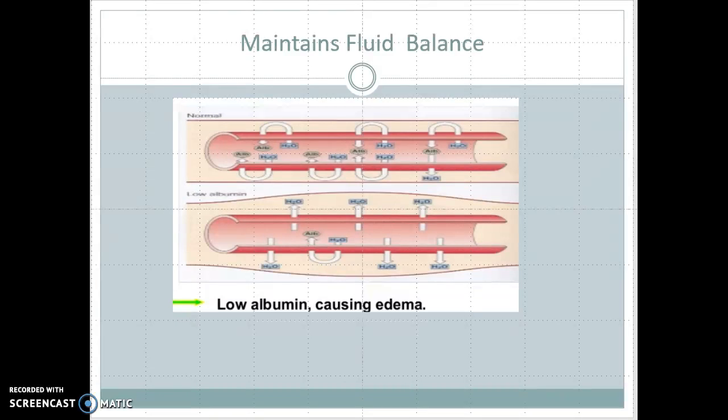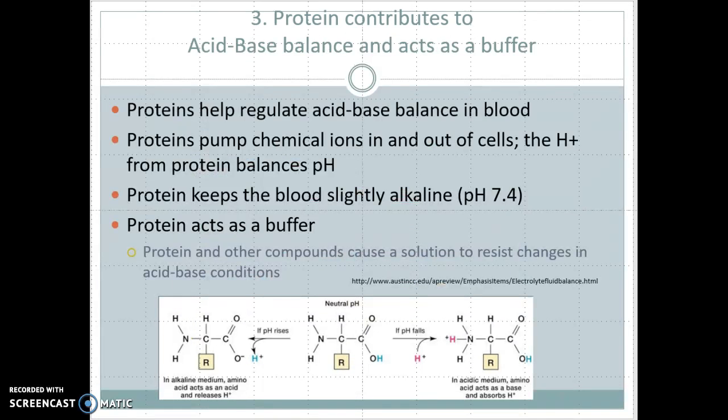Another function is that it contributes to acid and base balance. Remember, we have to keep our body at a slightly alkaline 7.4, and if it gets too high or too low, it can destroy our organs. So protein can contribute hydrogen, remember, it has a hydrogen on it, to keep the balance in good status.